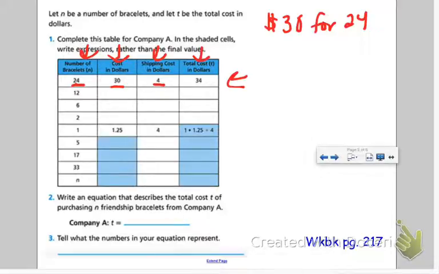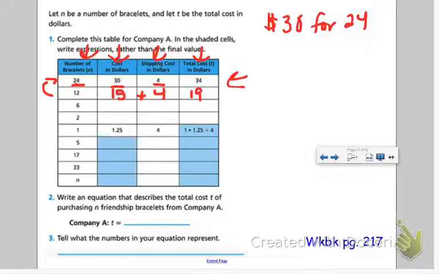Well, what if we wanted 12 bracelets? 12 is half of 24, right? So if 12 is half of 24, we can take all of those numbers and cut it in half. So if it's $30 for 24 bracelets, and I'm only buying half of that if I get 12 bracelets, this is now going to be $15. So $15 for 12 bracelets. Again, I'm going to pay $4 for shipping. It doesn't matter how many bracelets I buy. That's a flat shipping rate. So now I can put it all together. $15 for 12 bracelets plus the $4 for shipping, and I'm going to end up with $19.